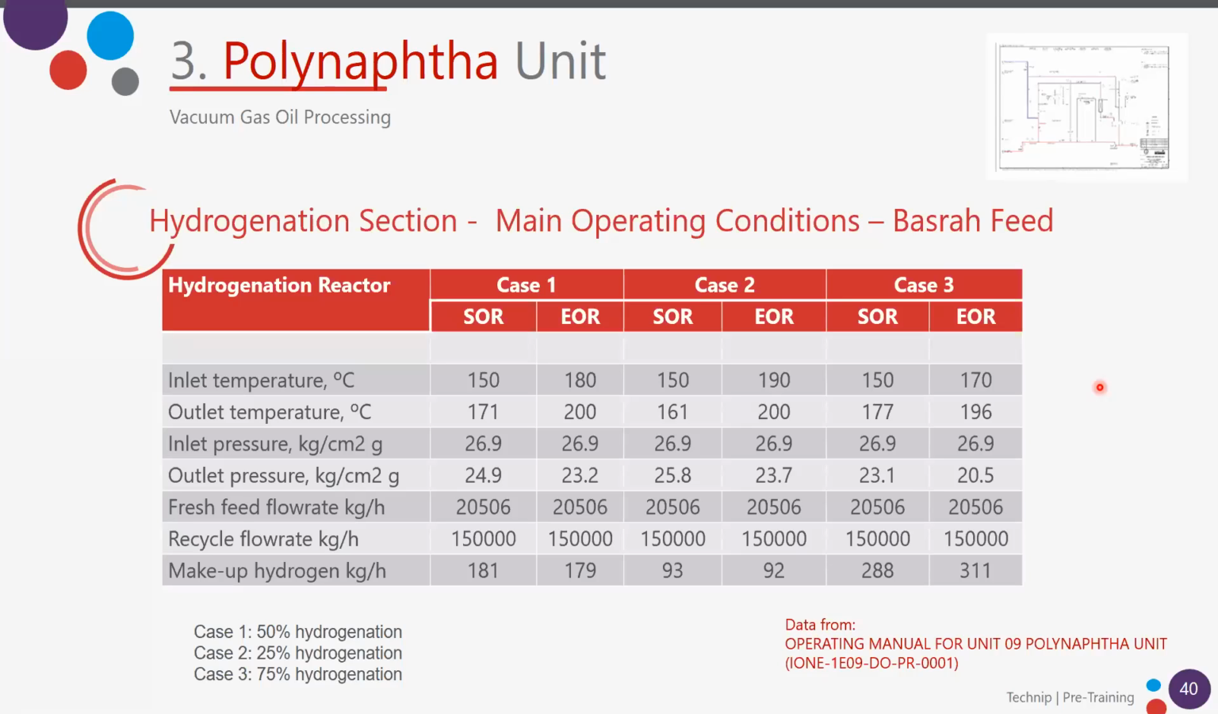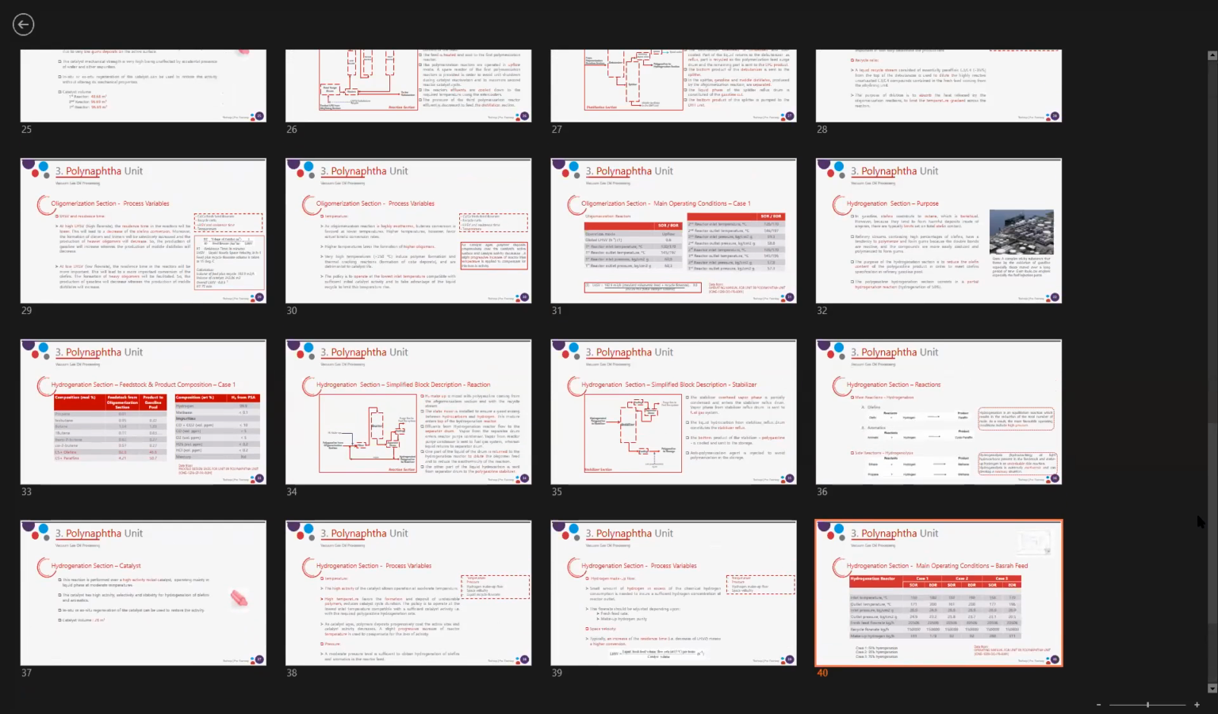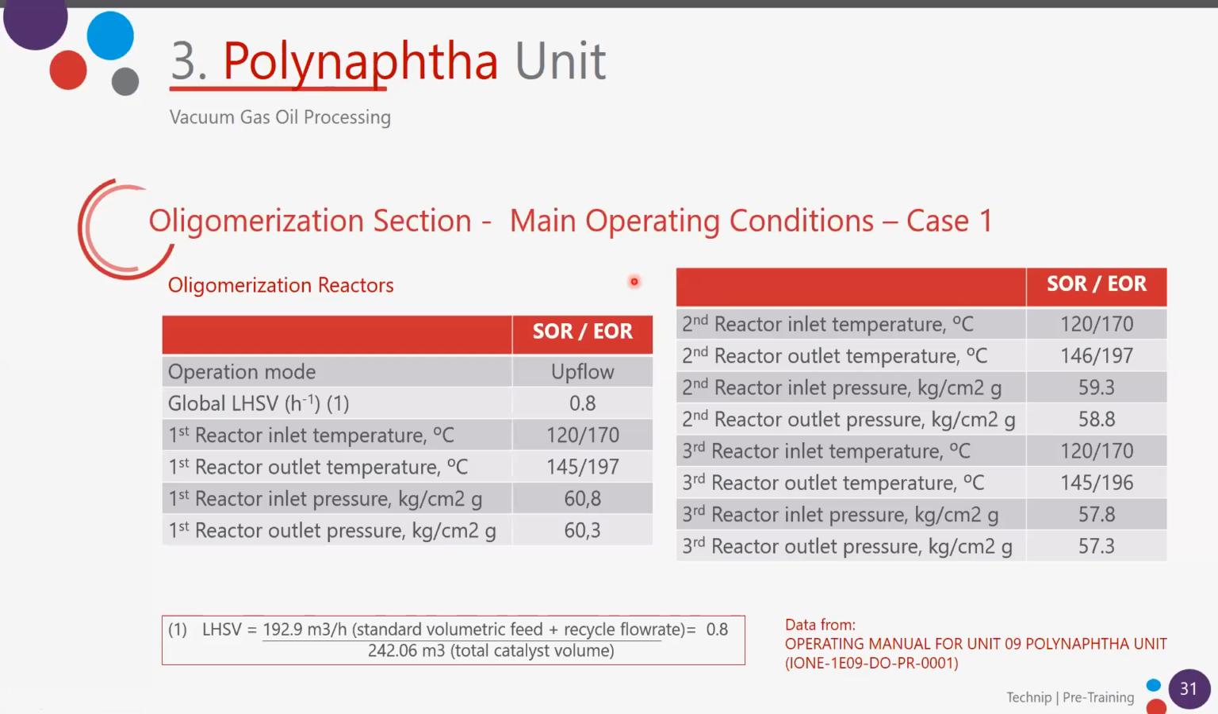We've got another question, slide 31. Why is the outlet temperature of a reactor not the inlet temperature for the next one? Remember that we have intercoolers after each reactor. So if we have 145 here, we will cool until 120 to enter the second reactor, and so on. Yeah, we have intercooling in between each reactor. Thanks.